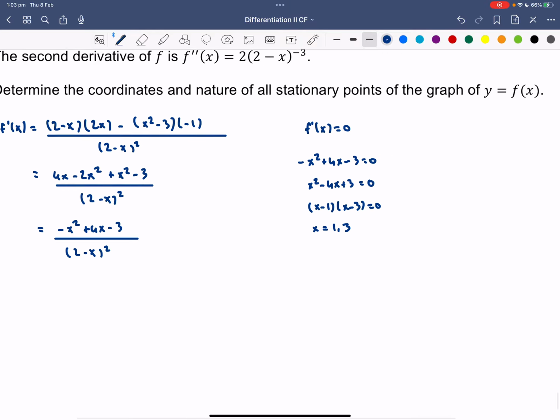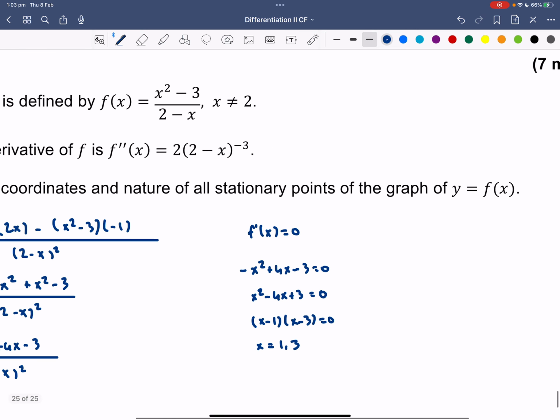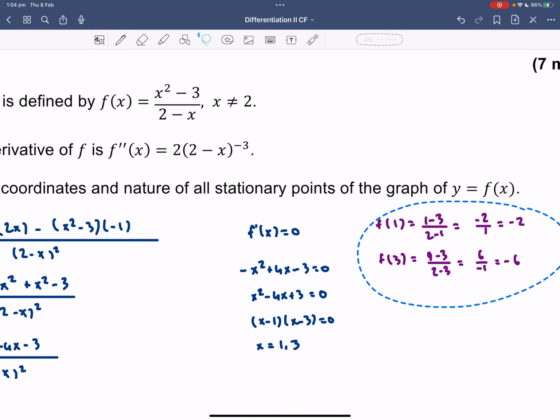All right, determine the coordinates. To find the coordinates, I have to put these back into the original function. First of all, f of 1: 1 take 3 on 2 take 1. That's minus 2 on 1, which is minus 2. And then we also have to put 3 into the function. 3 squared is 9, take 3, 6 on 2 take 3. 6 on minus 1 is minus 6. Okay, great. Now I've got some y values for them.